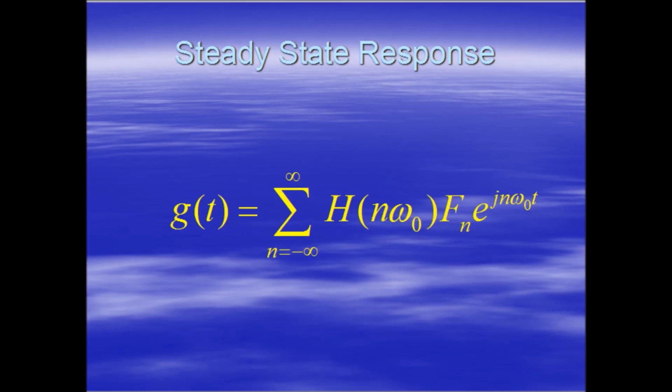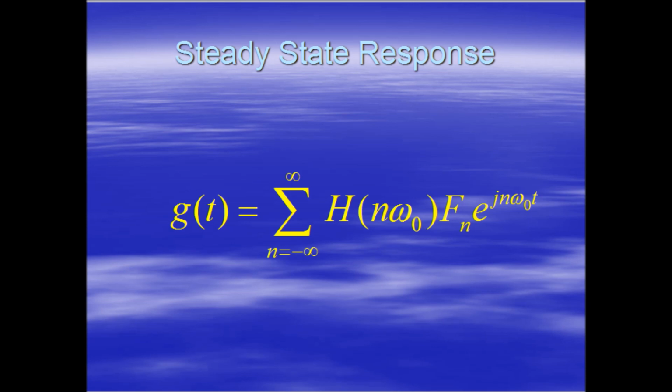Okay, so once we have the frequency transfer function, we can define the steady state response. Look at the right part of this equation. We can find the Fourier series for your input signal f(t). So the output g(t) will be the linear combination of your input with your frequency transfer function.